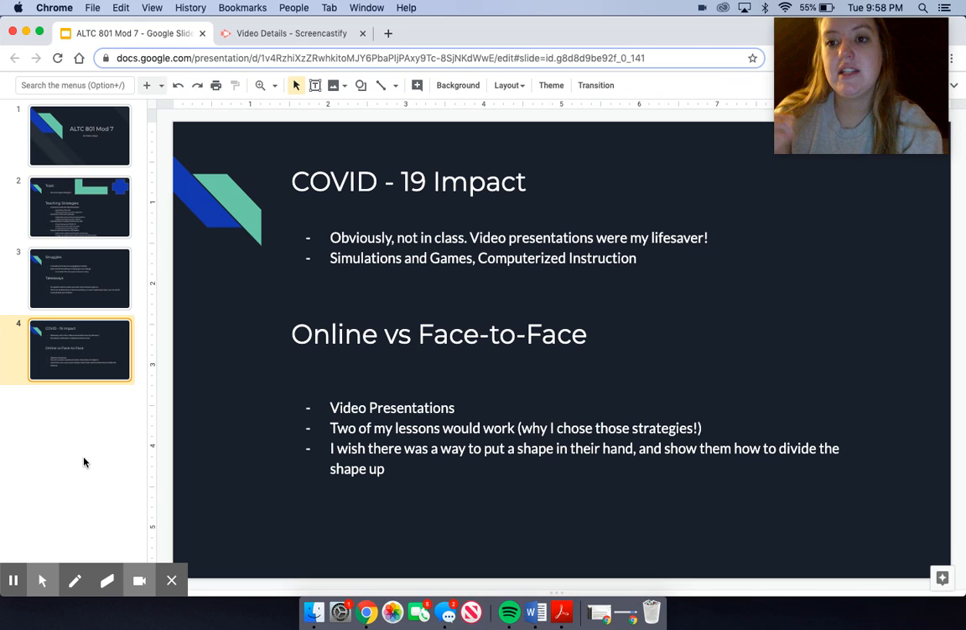shape in their hand and show them how to fold it, cut it. It just helps to have that physical manipulative versus just drawing the lines.